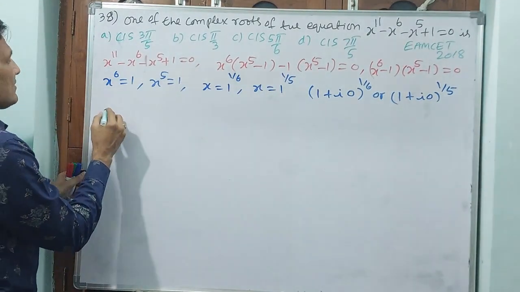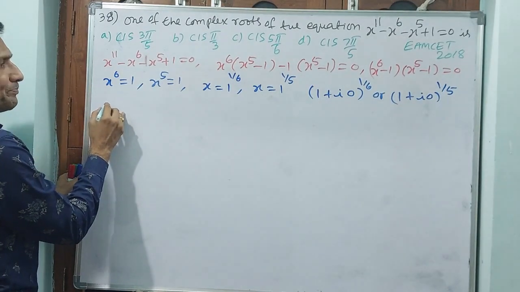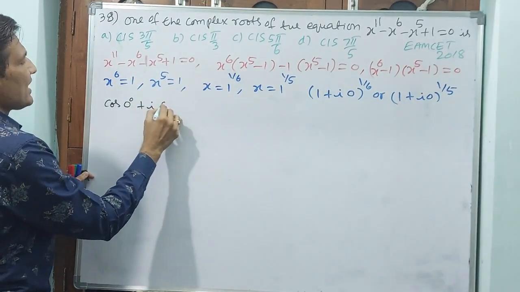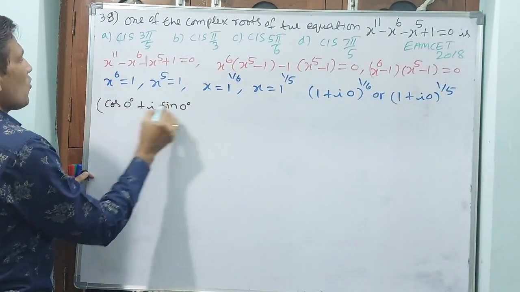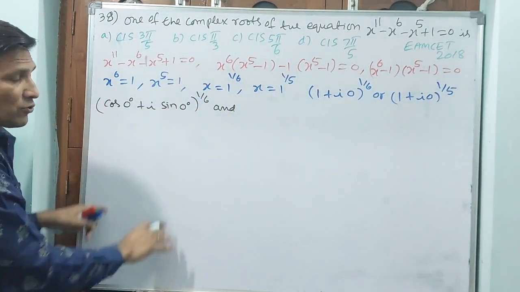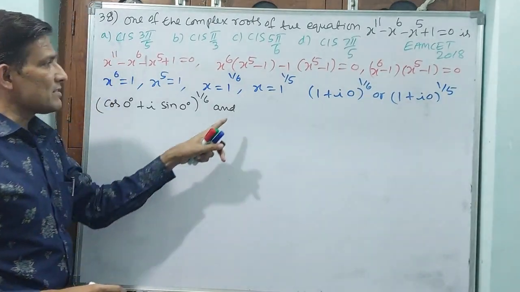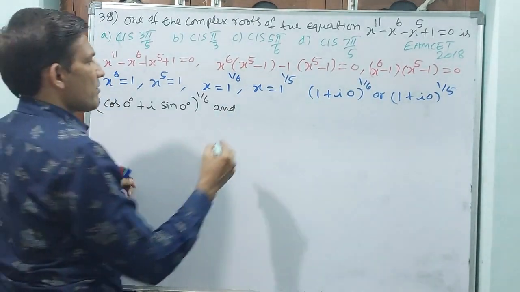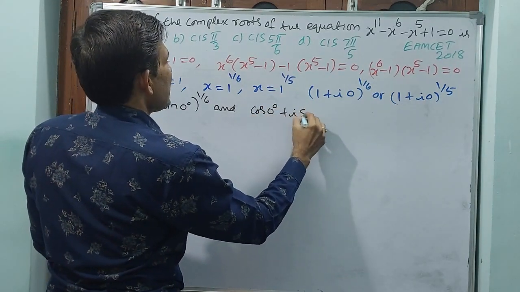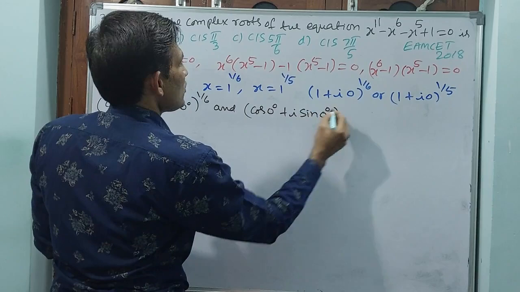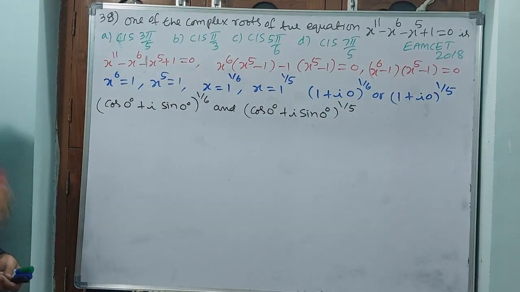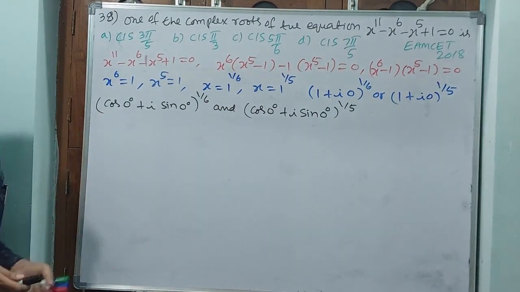Then shall I write this like this? You see, cos 0 degree plus i sin 0 degree whole to the power of 1 by 6, and cos 0 degree plus i sin 0 degree whole to the power of 1 by 5. Both, 6 roots from here and 5 roots from here, you have to find. Again, how can we convert this?